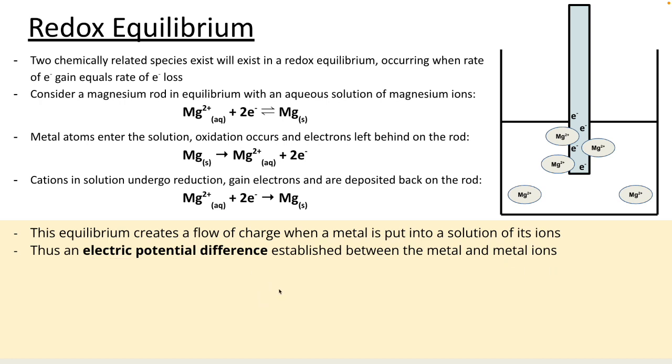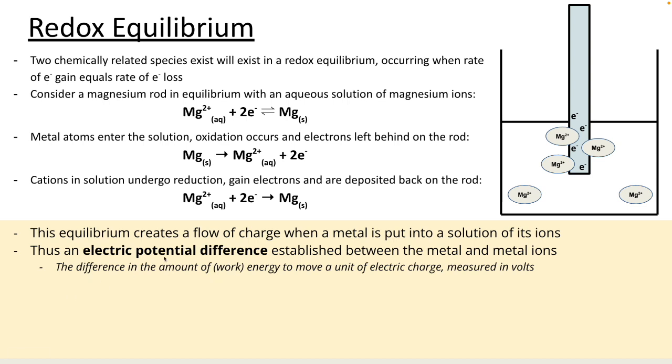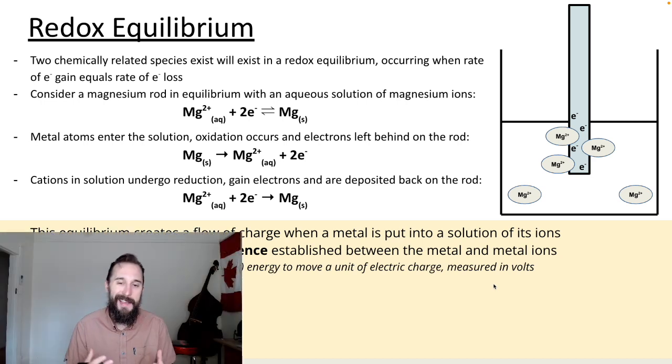So look, without getting too physics-y, electrical potential difference, I've just got a simplified definition here, is the difference in the amount of work, or you can think in terms of energy, might not be entirely correct, but what we can use for now, to move a unit of electric charge, and it's measured in volts. So, maybe we can just simplify that to thinking in terms of it's an electrical energy.